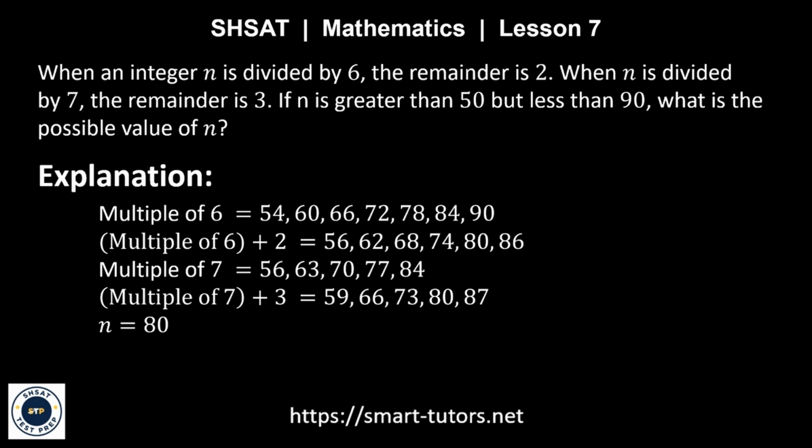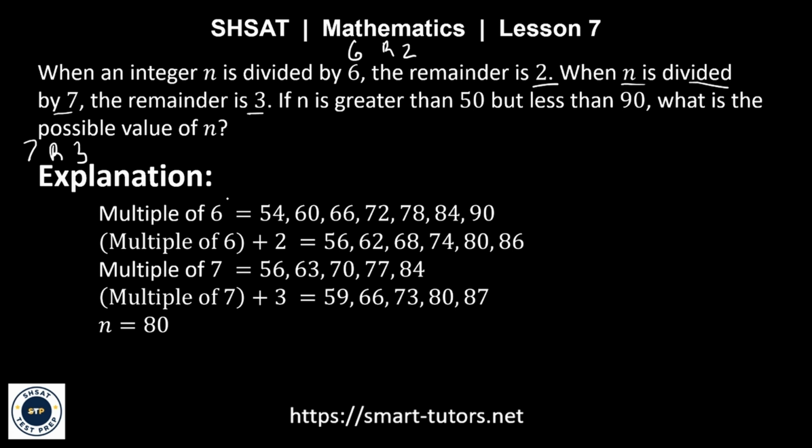When an integer n is divided by 6, the remainder is 2. When n is divided by 7, the remainder is 3. If n is greater than 50 but less than 90, what is the possible value of n? So they gave us 6, and that would give us a remainder of 2. And when n is divided by 7, that gave us a remainder of 3. So we want to know if n is greater than 50 but less than 90, what is the possible value?